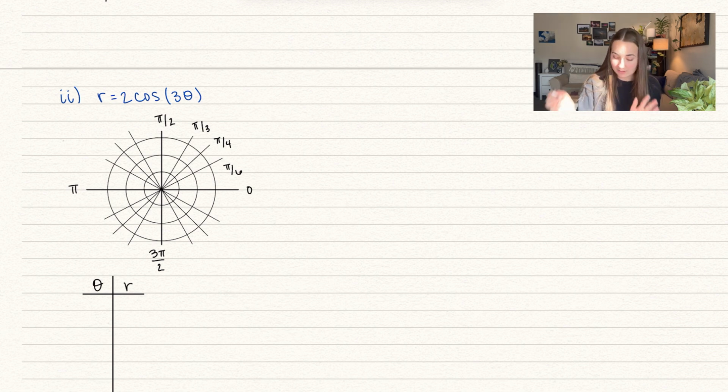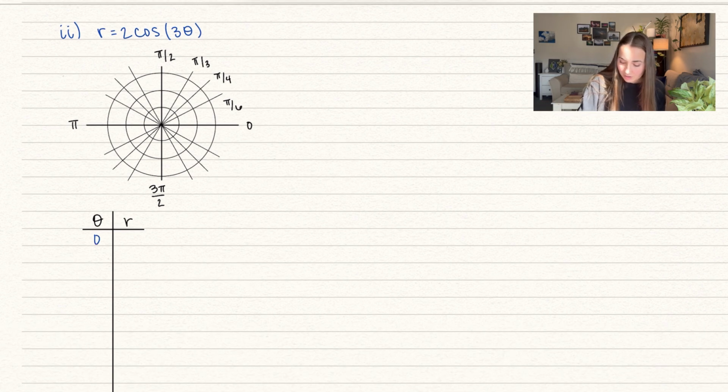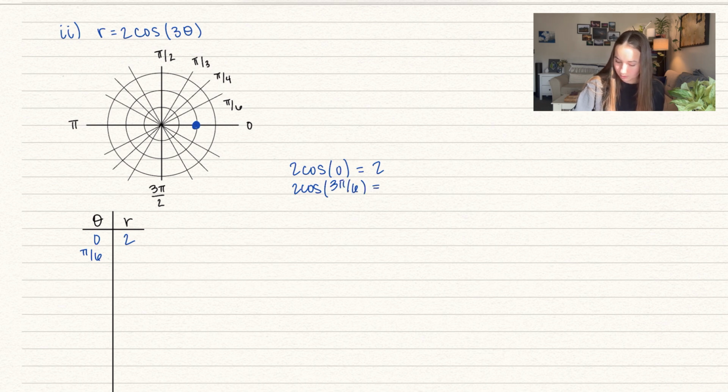Think about it. Okay, let's go ahead and try plugging in some values. We are going to start with our favorite, 0. So here we get 2 cosine of 0 is equal to 2. So we're going to extend all the way out a radius of 2 when our theta is equal to 0. Now let's go ahead and plug in pi over 6. So here we get 2 cosine. That's going to be 3 pi over 6, right? Because we have to multiply by 3. So 2 cosine, and that's just pi over 2. This is equal to 0. So here we go back to the origin.